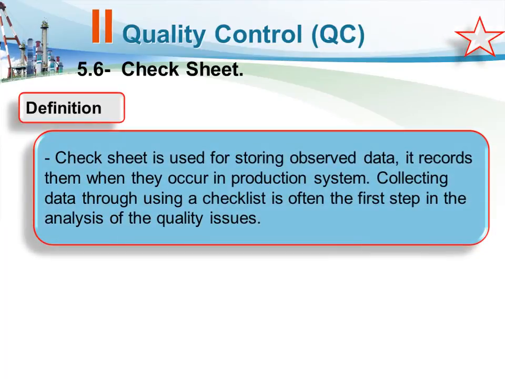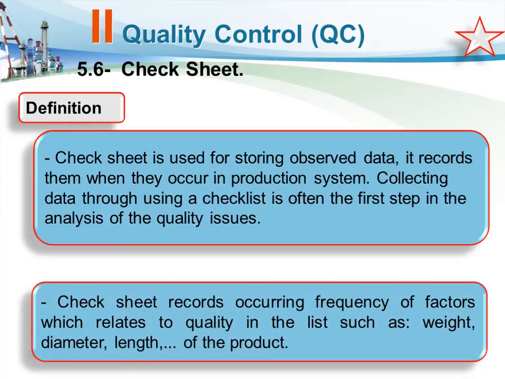Go on, we will go to the sixth quality control tool, the checklist. The checklist is used for storing observed data. It records them when they occur in the system. Collecting data through using a checklist is often the first step in the analysis of a quality issue.